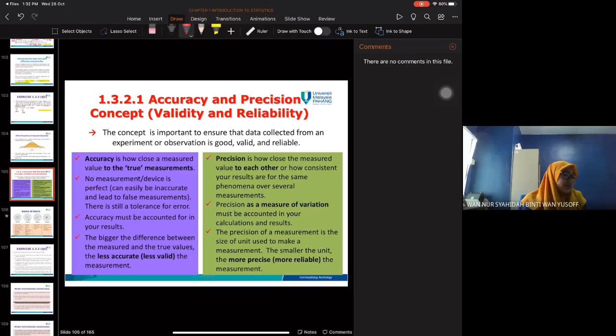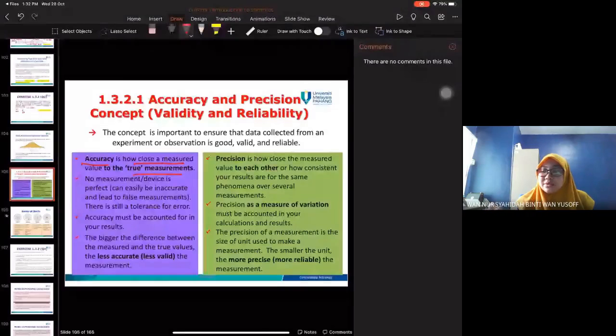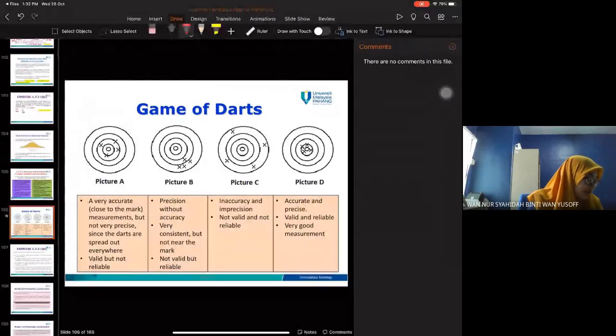Okay, so the accuracy and precision concept is related to variability. Accuracy is about how close a measured value is to the true measurement. So in our case, how close your data value is to the mean. Accuracy means how close your data value is to the mean value. Precision is how close the data values are to each other. So we use the concept of variability. We have an example of a game here to visualize how it is accurate, how it is precise.